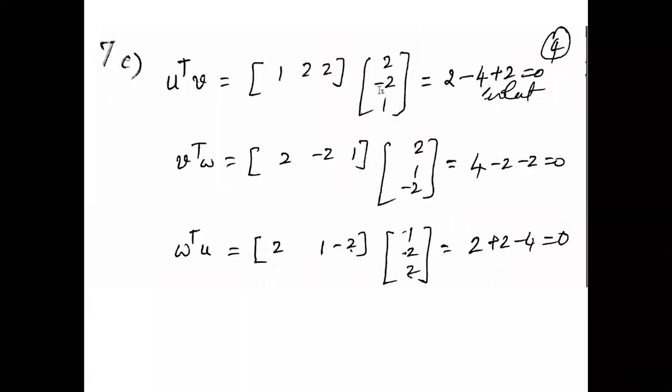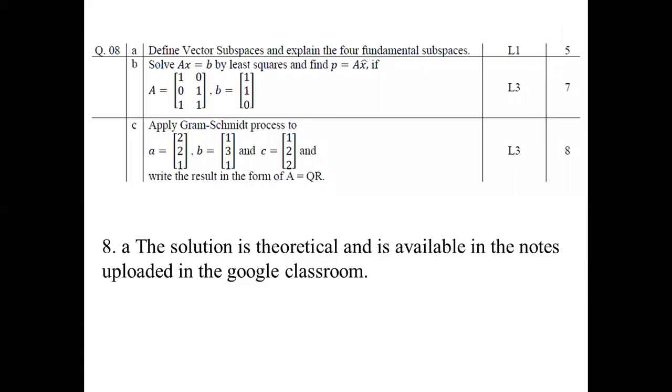7C, as I told you, is just a repetition of question paper 1, so I'll leave that. I have solved it, and you can go through that. Then comes question number 8. A is again a very simple question. It's a theory question. The answer to that is put in the notes.